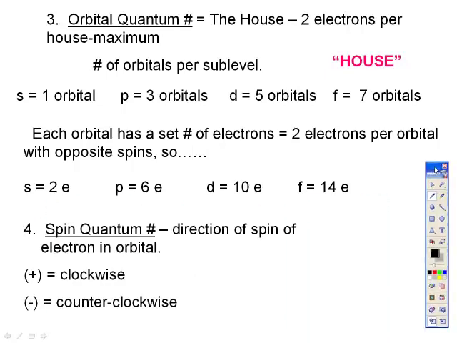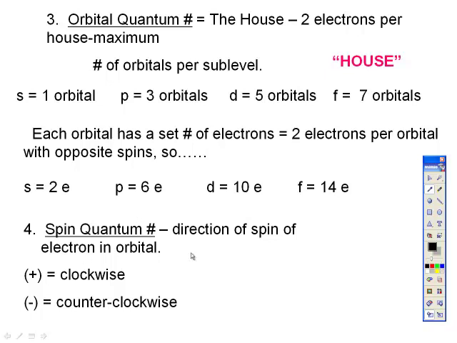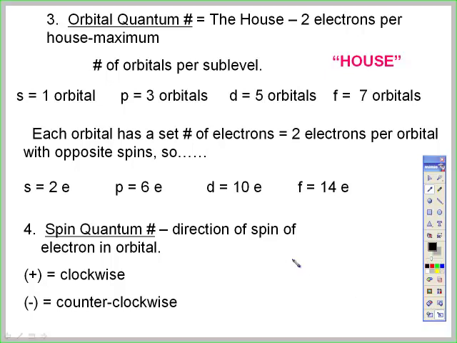Finally, we have the spin quantum number. And the spin quantum number tells me once I'm in this house, which direction the electrons are spinning. And the only symbol we use for the spin quantum number is a positive or a minus, showing which way they spin. Now sometimes, if I were to draw an orbital like this, just kind of as a circle that electrons can go in, instead of putting plus and minus, we would say one electron is spinning this way and one electron is spinning this way.